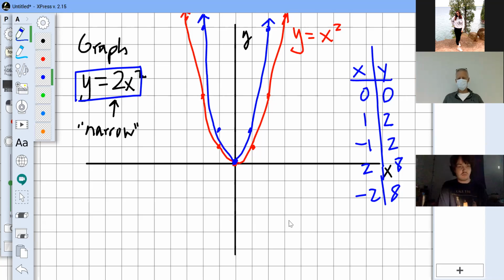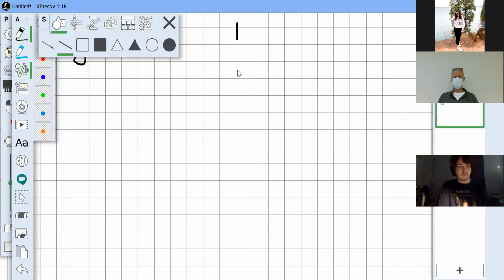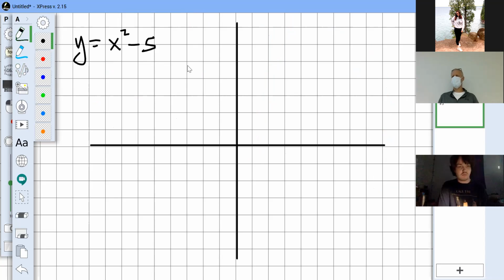All right, now, if we add something after the fact, let's look at the graph of y equals x squared minus 5. What is that 5 going to do? Or I should say, what is a negative 5 going to do? All that's going to do is take the graph of x squared and translate it 5 down. So instead of being at 0, 0, it's going to start at 0, negative 5.